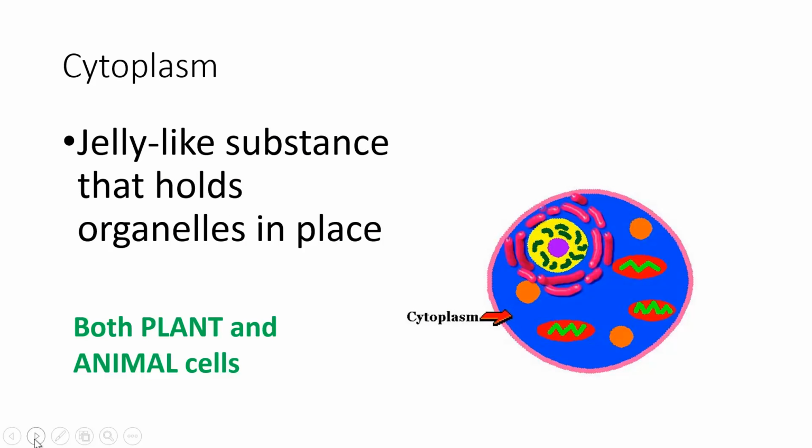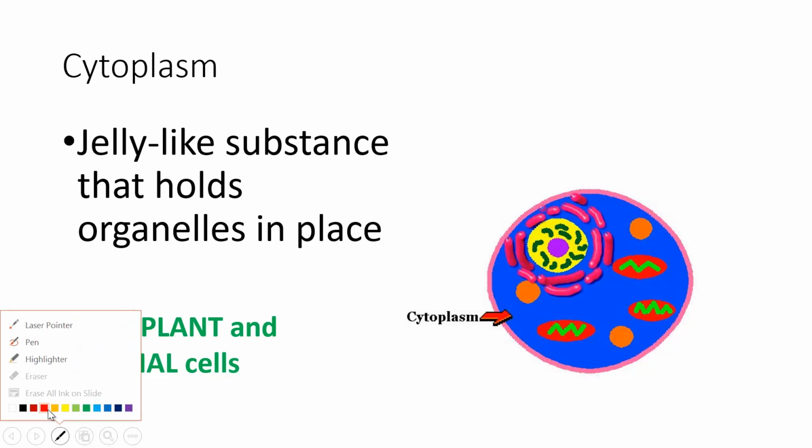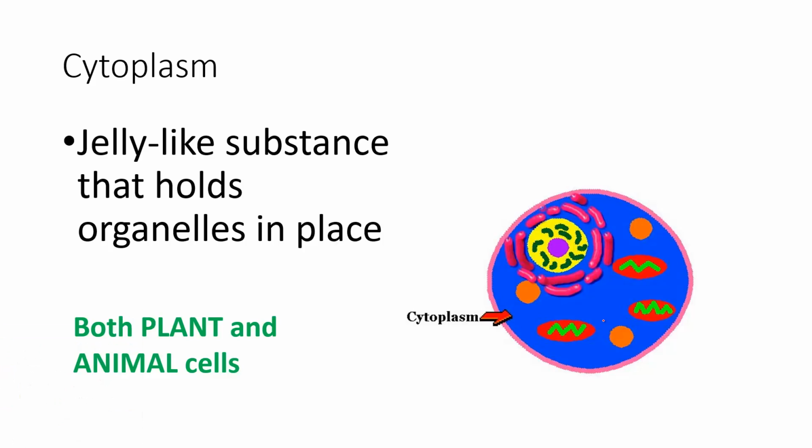The first cell organelle that we're going to study is called cytoplasm. Cytoplasm is a jelly-like substance that holds organelles in place. It's found in both plant and animal cells. As you can see in the picture here, all of this blue stuff is a jelly-like substance, and it makes sure that the organelles stay in place and they don't slide around. So the blue stuff here that's filling in the entire cell is the cytoplasm.